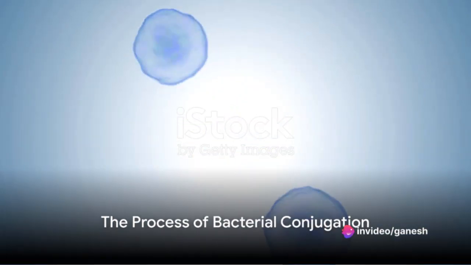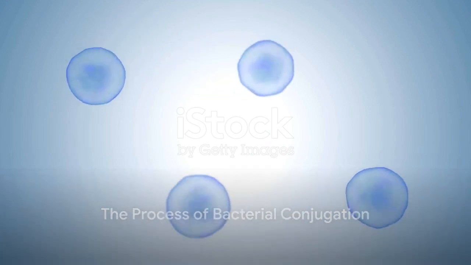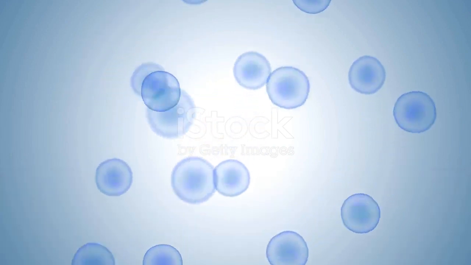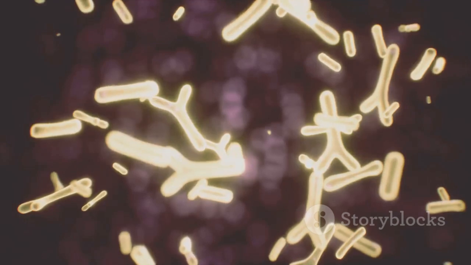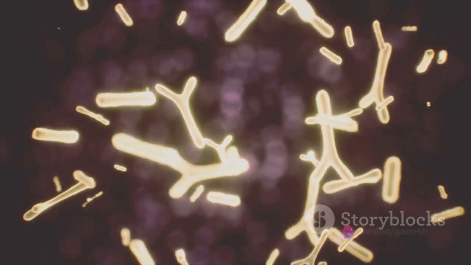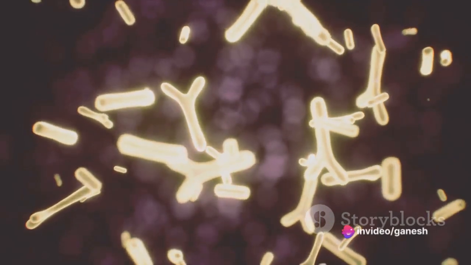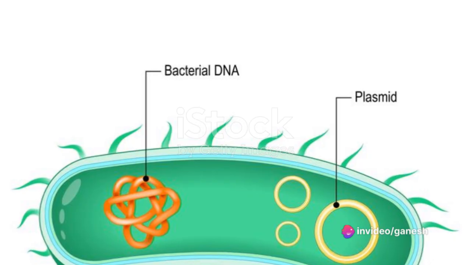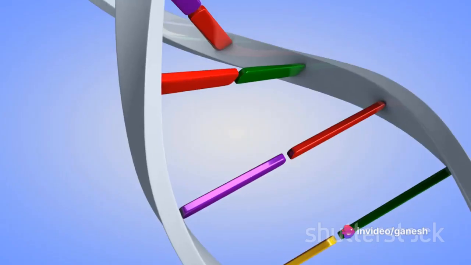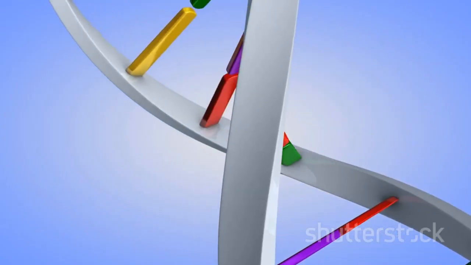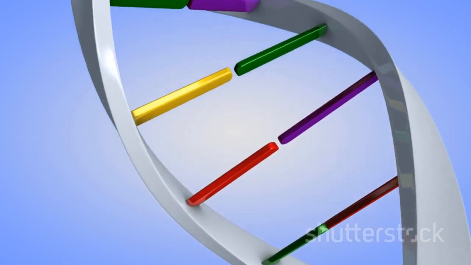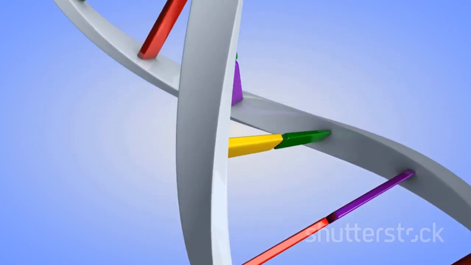Bacterial conjugation, in a nutshell, is the transfer of genetic material between two bacterial cells in direct contact. It's a complex process that involves several steps, each as intriguing as the next. Firstly, the process begins with a donor bacterium that contains a special circular piece of DNA known as a plasmid.